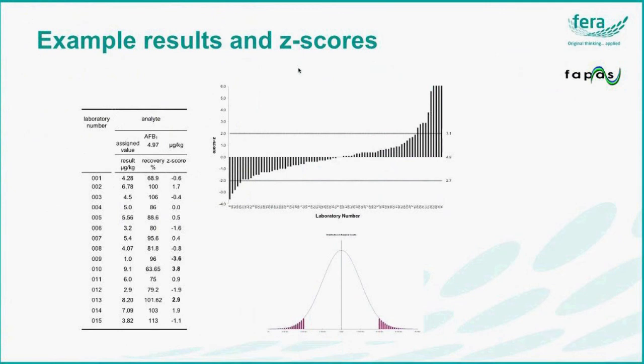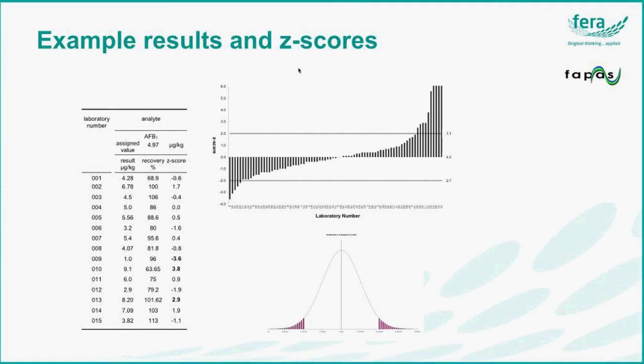In a FAPAS report, you will see the results and the Z-scores tabulated against the laboratory number. In a FAPAS report, we highlight in bold font those Z-scores which are outside plus or minus 2. We also provide a histogram of the Z-scores to show what the distribution is compared to the other laboratories taking part and compared to the performance limits of plus or minus 2 Z-scores.